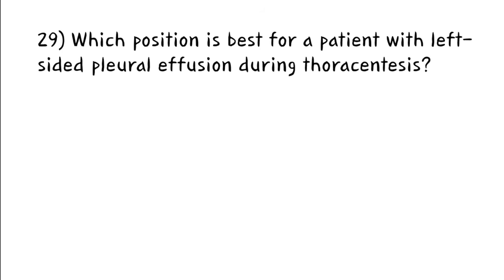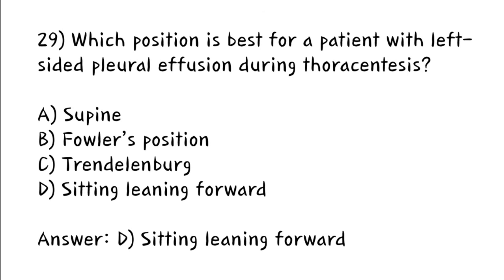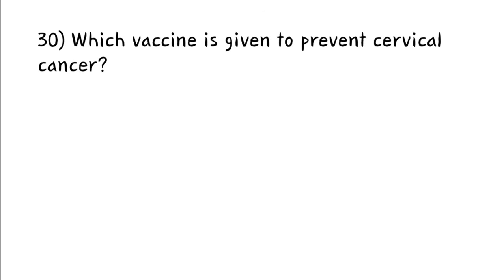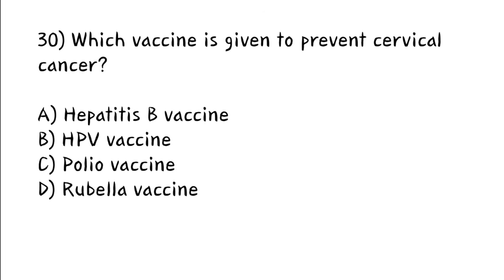Which position is best for a patient with left-sided pleural effusion during thoracocentesis? Supine, Fowler's position, Trendelenburg, sitting leaning forward. Correct answer is option D, sitting leaning forward. Which vaccine is given to prevent cervical cancer? Hepatitis B vaccine, HPV vaccine, polio vaccine, rubella vaccine. Correct answer is option B, HPV vaccine.